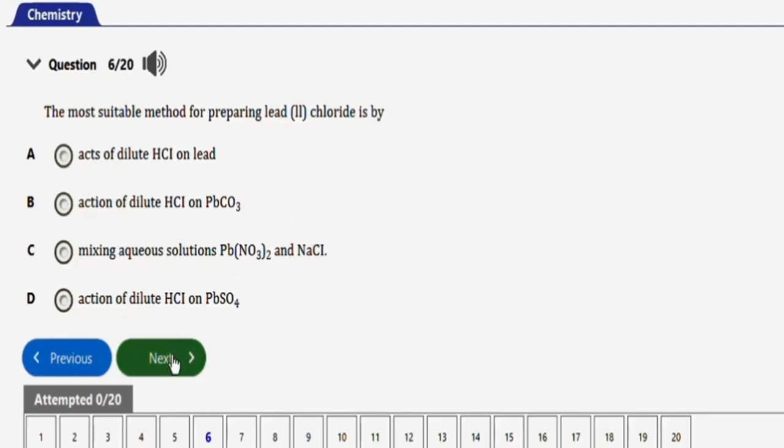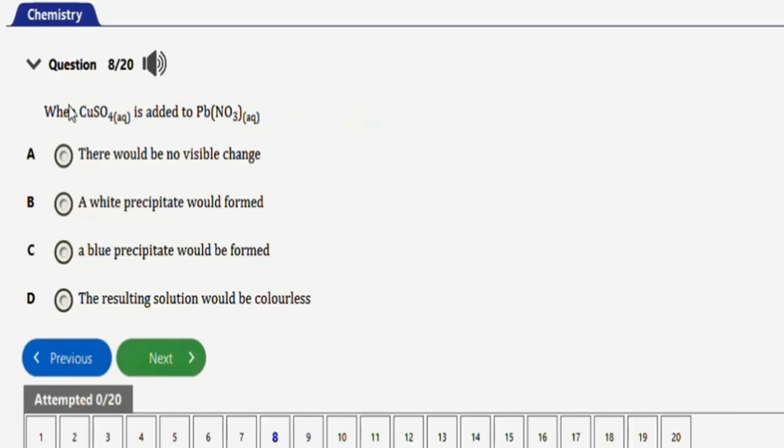The next question is this one. It says when copper(II) sulfate is added to lead nitrate, there would be no visible change, a white precipitate would be formed, a blue precipitate would be formed, the resulting solution would be colorless. So the right option would be option B, a white precipitate would be formed.